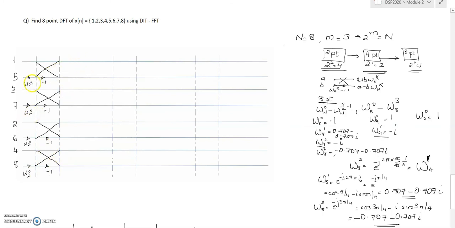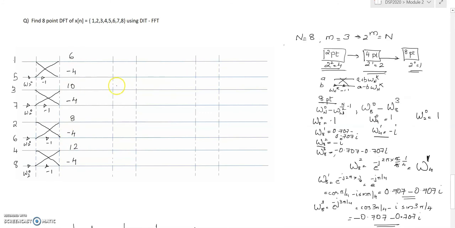Since W2^0 is basically 1, we can by default write the answer here as 1 plus 5, 6. Here it will be 1 minus 5, it will be -4. This will be 3 plus 7, 10. And this will be 3 minus 7, minus 4. This will be 2 plus 6, 8. Then it will be 2 minus 6, minus 4. This will be 4 plus 8, 12, and this will be 4 minus 8, minus 4. So I hope this point is clear and your stage 1 is solved.